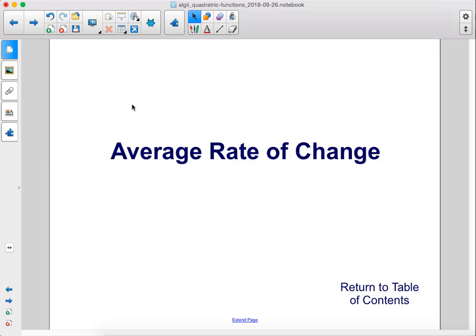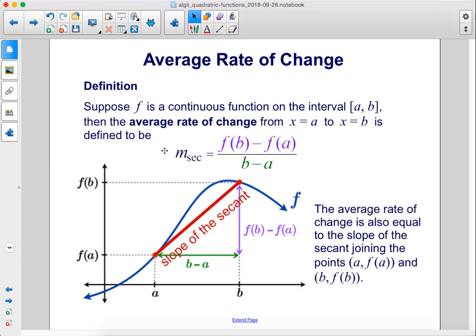Average rate of change. Suppose f is a continuous function on the interval a, b. Then the average rate of change from x equals a to x equals b is defined to be f of b minus f of a divided by b minus a. The average rate of change is also equal to the slope of the secant joining the points a, f of a and b, f of b.